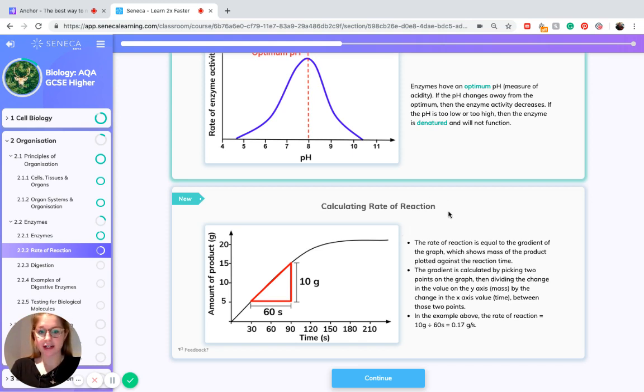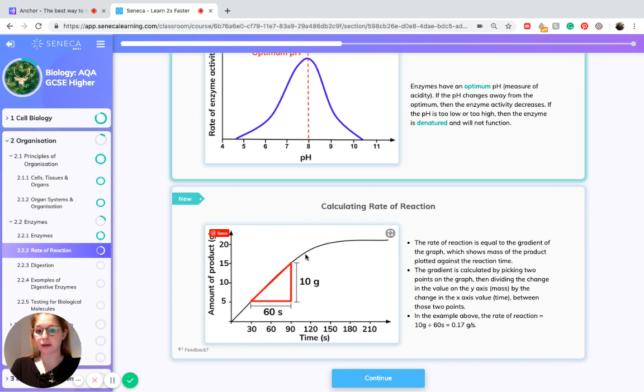So when we learn about the factors which affect enzyme activity, it's important to be able to calculate the rate of reaction. The rate of reaction is equal to the gradient of the graph, where you have a graph which shows the mass of the product, so how much is being produced as a result of the enzyme action, and the time. So the gradient is calculated by picking 2 points on the graph and then dividing the change in the value on the y-axis, so the change in mass of product, by the change in the x-axis, the change in time. So you're literally looking at rate equals change in mass divided by change in time.